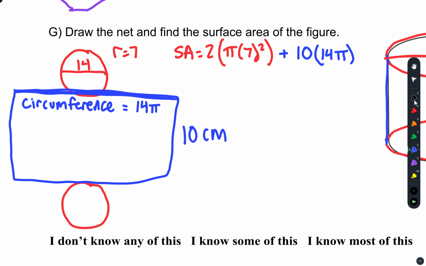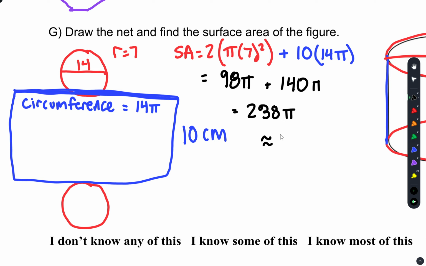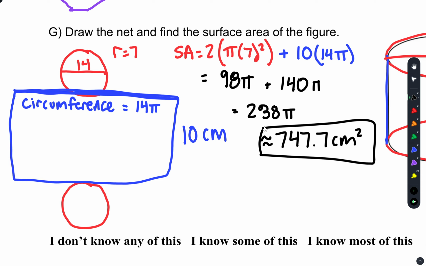You could put this all in your calculator. I like to simplify this down. It's not too hard to simplify. 7 squared is 49. 2 times 49, 98 pi, plus 140 pi gives me 238 pi, I think. Or if we want to round that 238 pi, we should get 747.7 centimeters squared. Any questions on that?